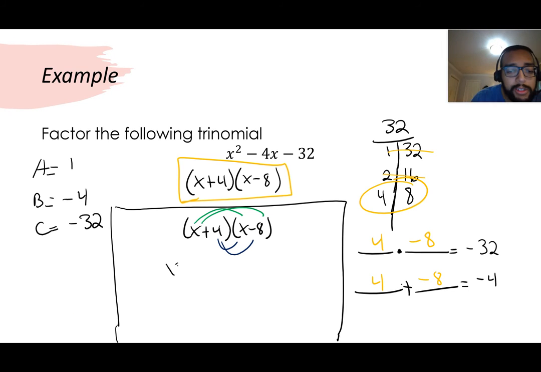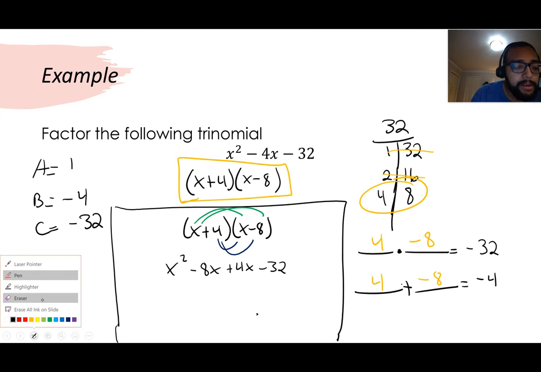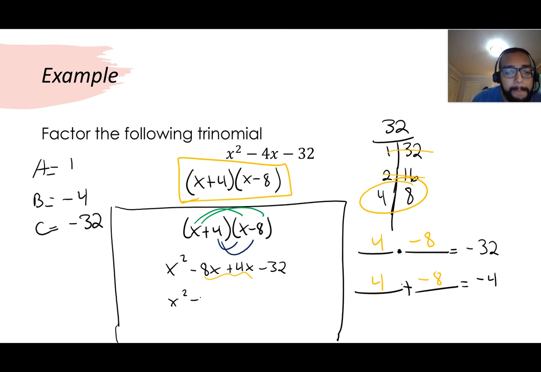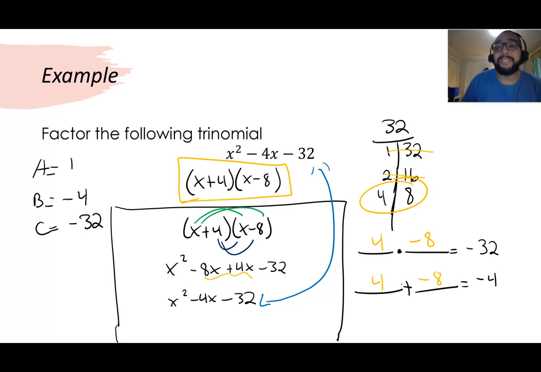So x times x is x squared. X times negative 8 is negative 8x. 4 times x is 4x. And 4 times negative 8 is negative 32. Now with this here, we're like combine like terms. We can combine our middle two terms, which is going to give us x squared minus 4x minus 32. And bam, look at that. That is the same thing as what we started with, which means that x plus 4 times x minus 8 is our factored form.